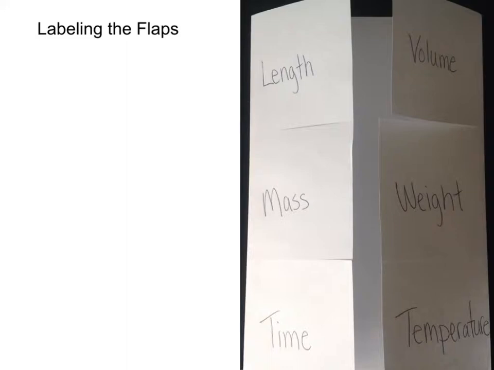Now that we have our flaps, we're going to label the outsides. Do it just like the picture on the right. The left side flaps will go length, then mass, then time, and on the right side we'll do volume, then weight, then temperature. In just a minute, I'll help you fill out the inside and the underneath part of the flap.